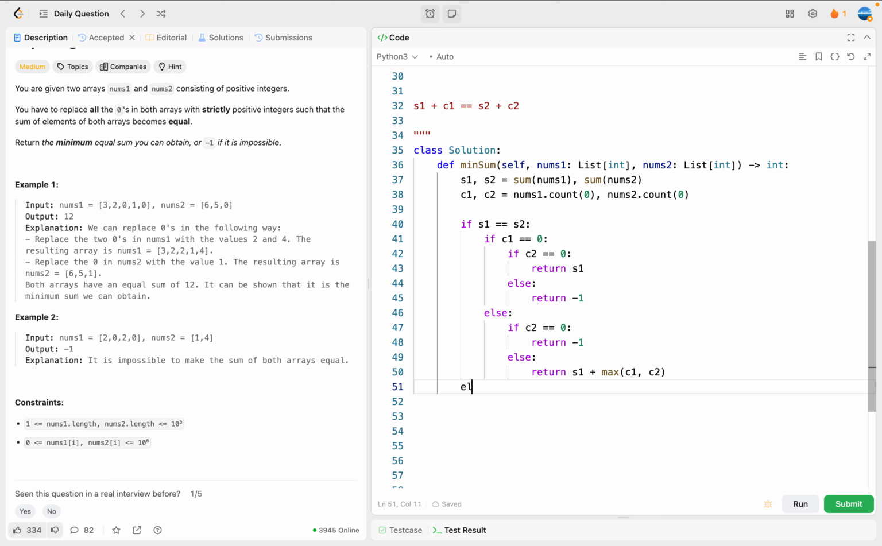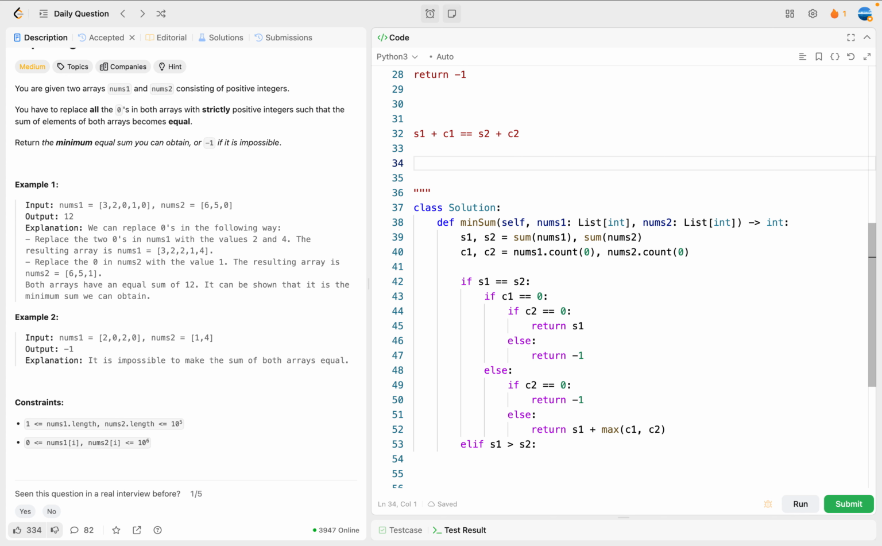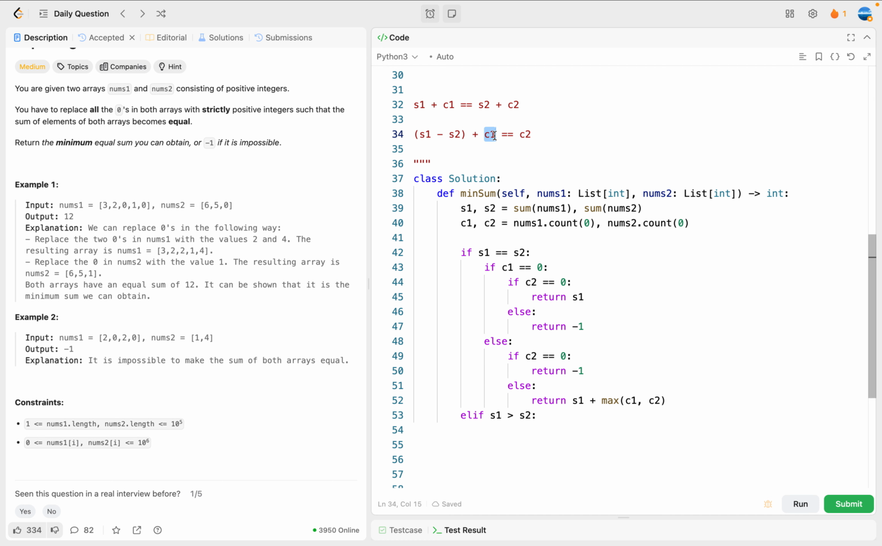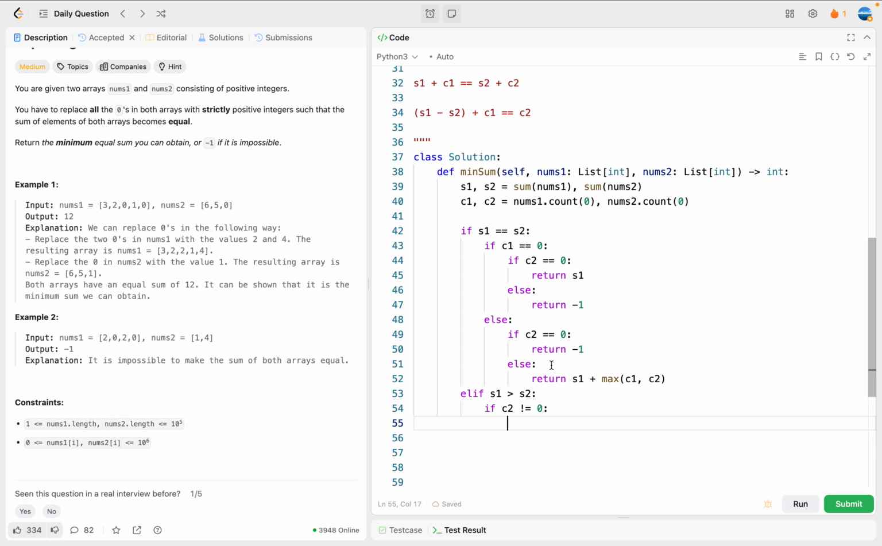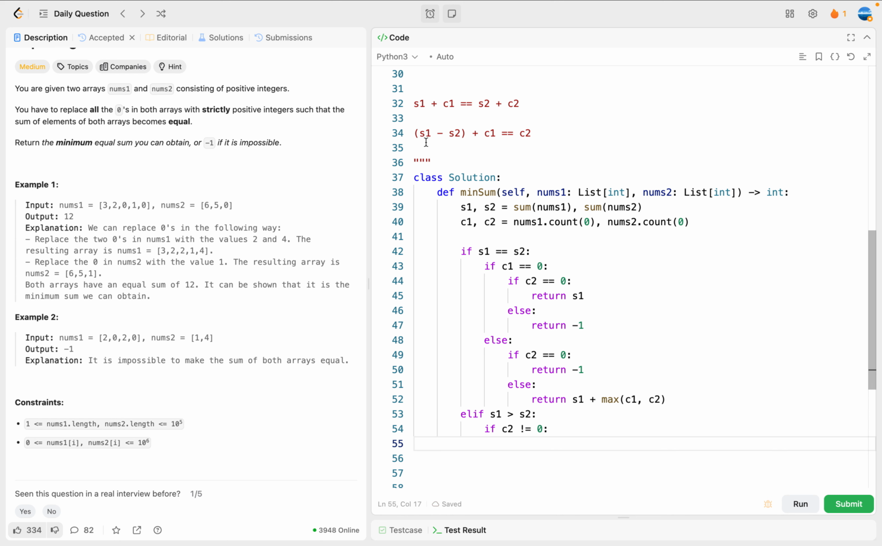This is rather simple. Otherwise, let's consider this case: S1 is greater than S2. So if S1 is greater than S2, we have such a scenario. We have S1 minus S2, which is the positive thing, plus two variables, C1 and C2. We want to see if we can arrange C1 and C2 to make it equal. So in this case, first let's consider if C2 is not 0, right? So if C2 is not 0, then let's consider this one.